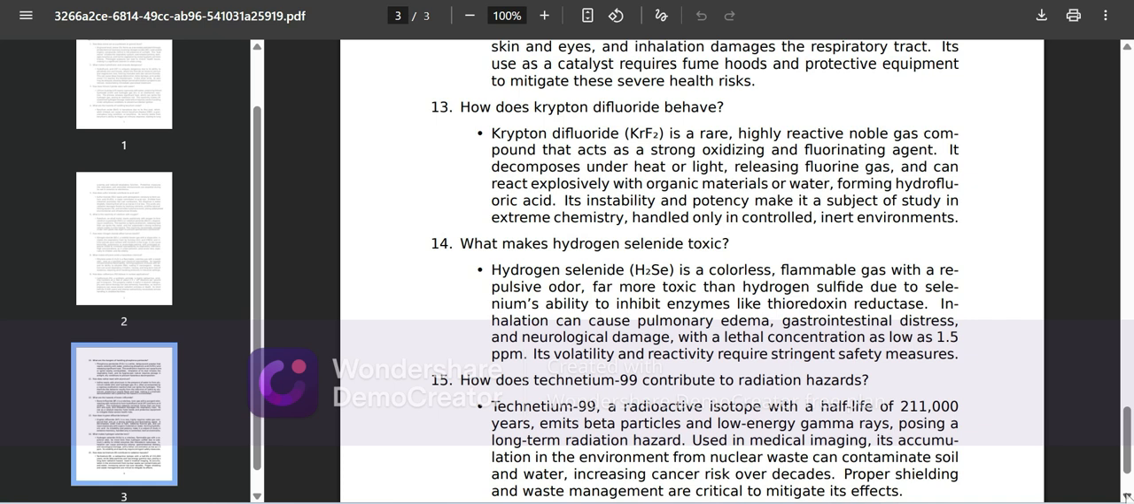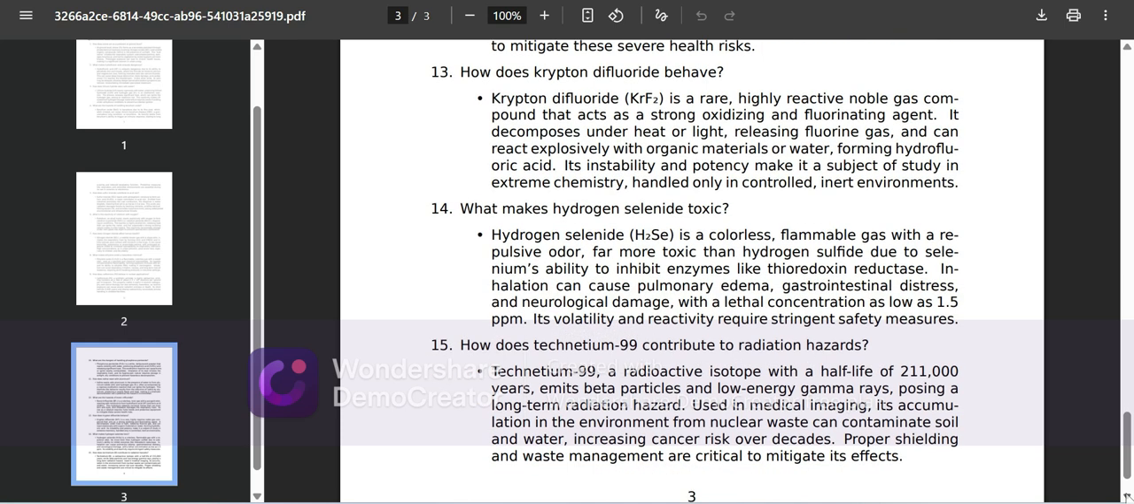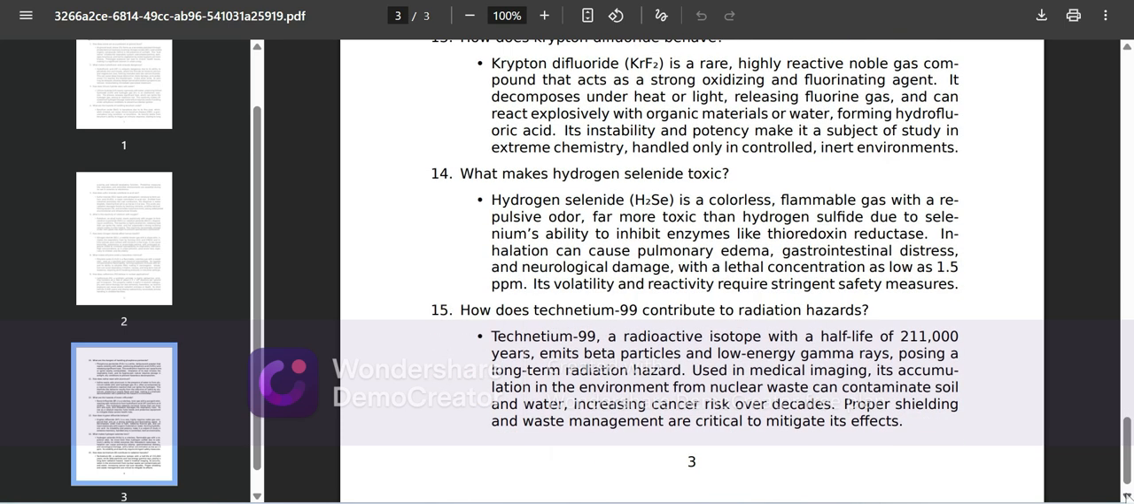It decomposes under heat or light, releasing fluorine gas, and can react explosively with organic materials or water, forming hydrofluoric acid. Its instability and potency make it a subject of study in extreme chemistry. Handle it only in controlled inert environments.